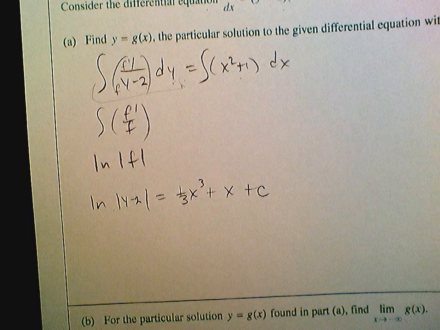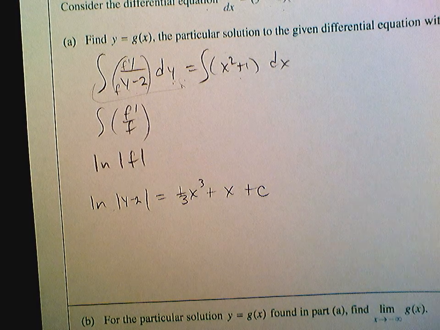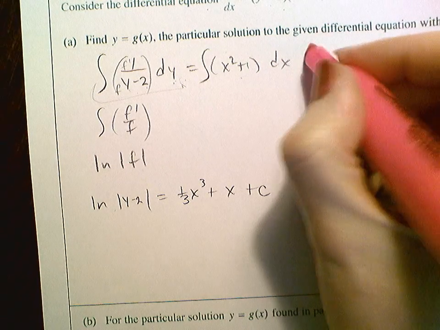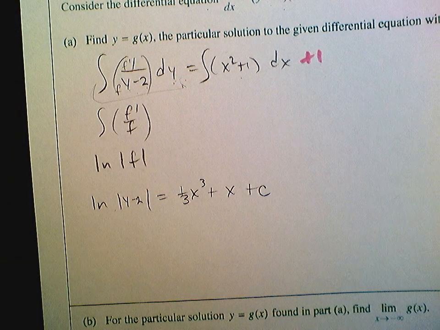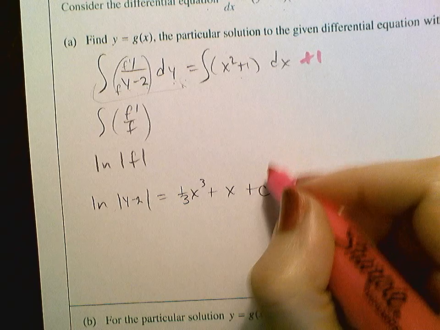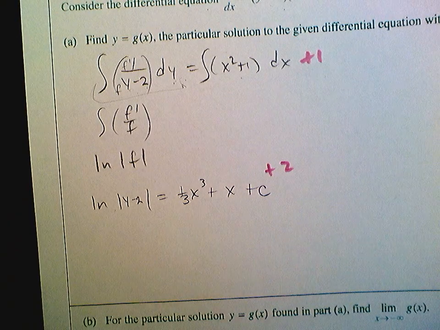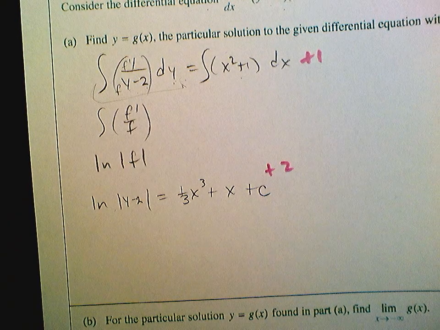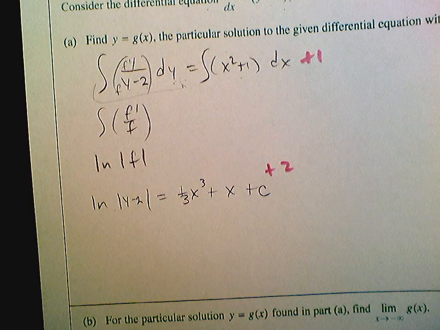So let's see what I would have gotten so far. I'd get 1 for separating the variables. I'd get 2 for the antiderivatives. And you can all do that.